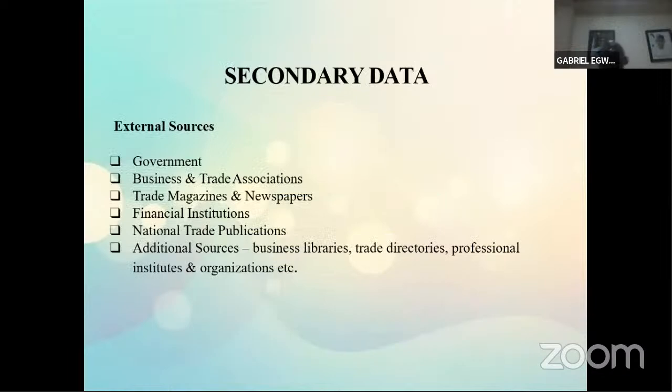So when you are doing your research, secondary data can come from government. It can come from business and trade associations. You are a rice farmer now. You have a rice farmers association. What do you do? Poultry. There's a poultry farmers association. Madam, poultry farmers association. You understand? So trade associations like that, you get a lot of information from.